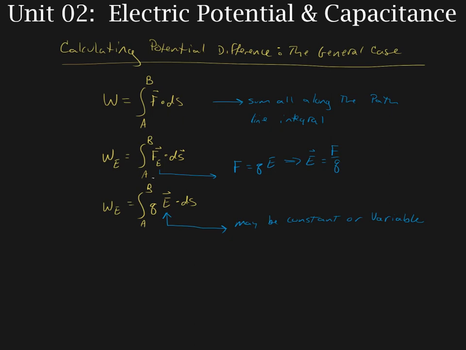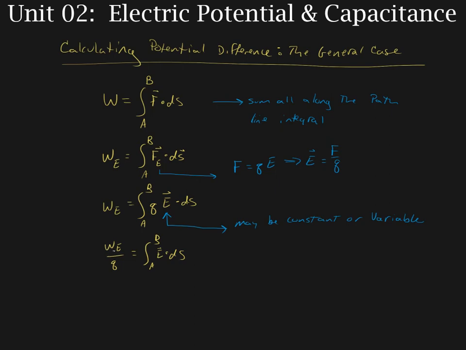All right, so what we're going to do now, Q being the test charge is a constant, so we can take that out of our integration and we're going to actually move it to the other side. And so we're going to get the work done by the electric force divided by Q is equal to the integral from a to b of E dot ds.